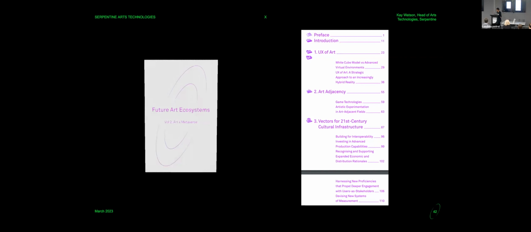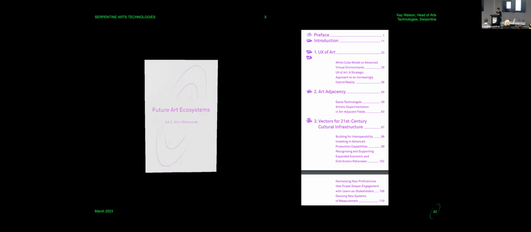And then we proposed a series of vectors that we see as areas to be explored. And these are greater interoperability between cultural institutions as well as art adjacent fields. And this is where sharing capabilities is really important. We do not think that every organization needs to do everything.